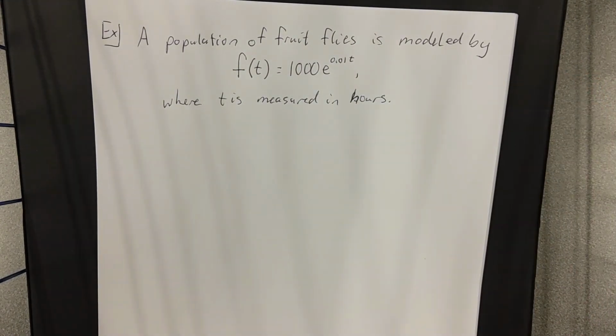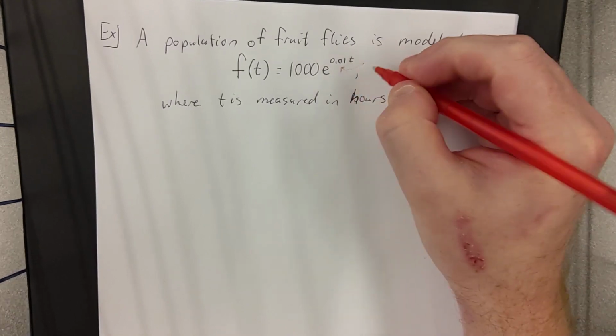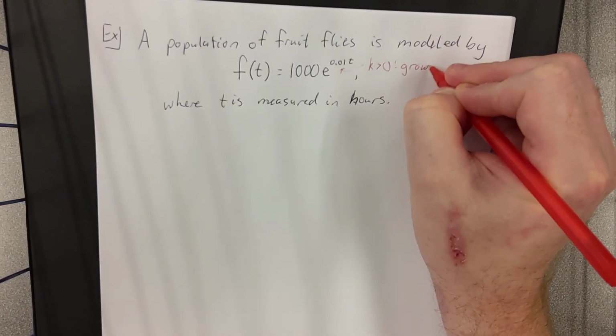Additionally, we can see right up top that our k value right here is positive, which means that we are dealing with a growth model.